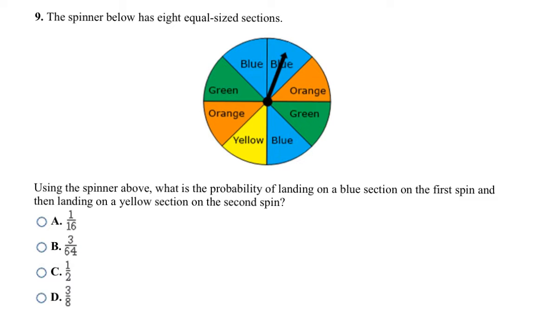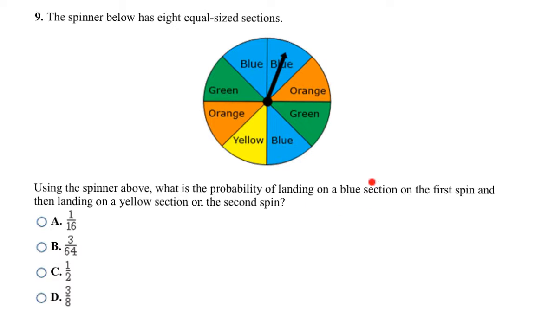Okay, this question here says the spinner below has 8 equal sized sections. Using the spinner above, what is the probability of landing on a blue section on the first spin and then landing on a yellow section the second spin? So there isn't any dependence here. They're independent events. So whatever you spin the first time doesn't affect what you spin the second time.